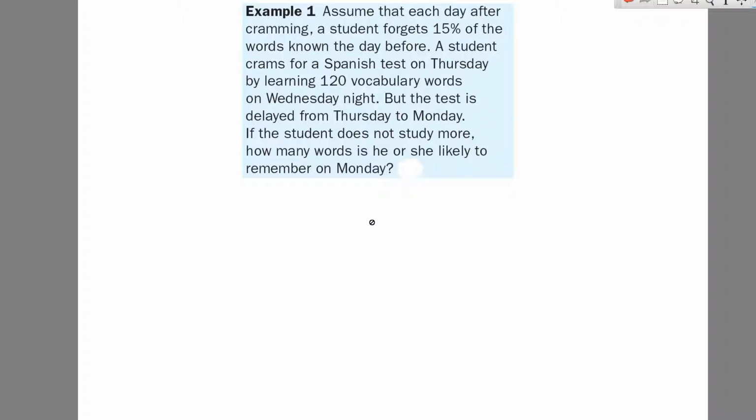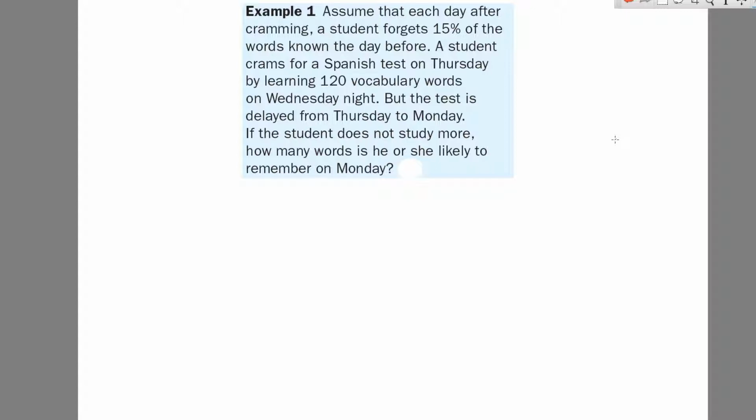Take a look at our example 1. This is similar to example 1 in the textbook. We've got a student. We assume that each day after cramming, a student forgets 15% of the words known the day before. A student crams for a Spanish test on Thursday and learns 120 vocabulary words on Wednesday night. But the test is delayed from Thursday to Monday. If the student does not study more, how many words is he or she likely to remember on Monday?